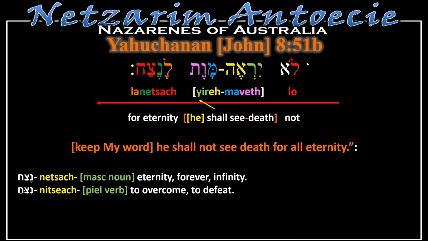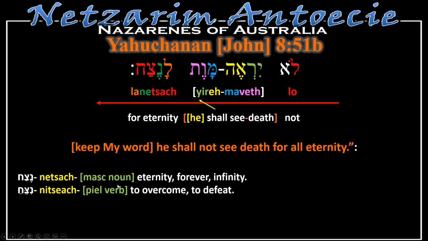And so we come to 51b, and we have a lamed aleph. Yod resh aleph hey. Mem vav tav lamed nun zade chet. And we read it. Lo, meaning not. Yireh, he shall see. Mavet, death. La netzach, for eternity.